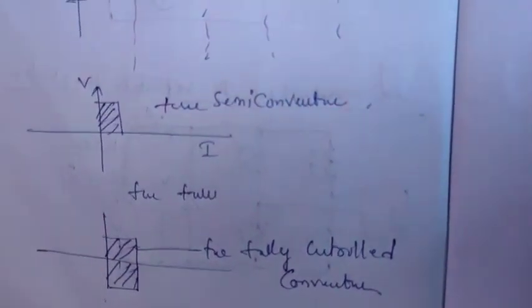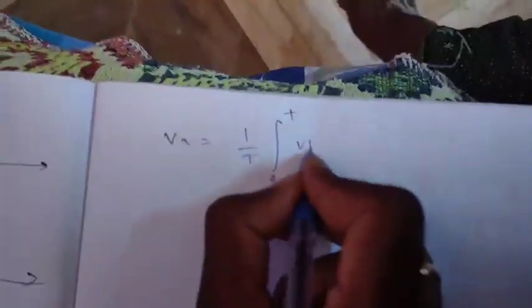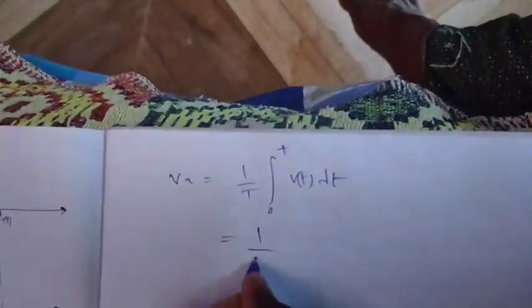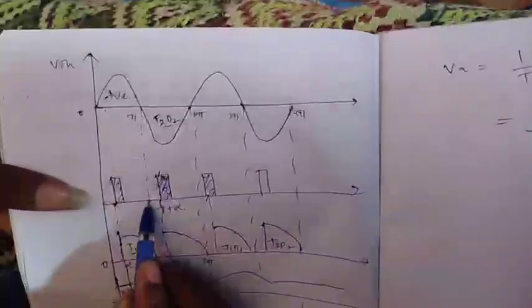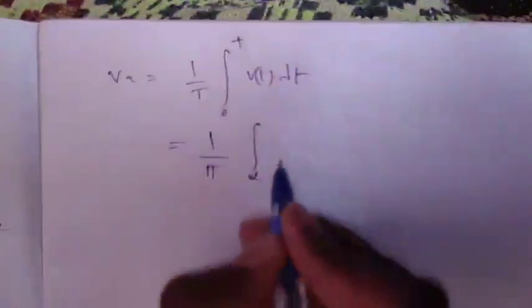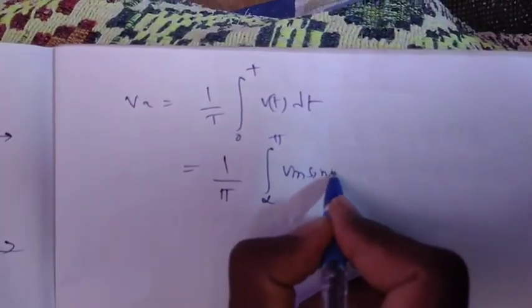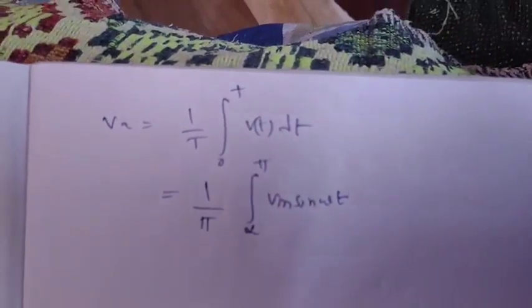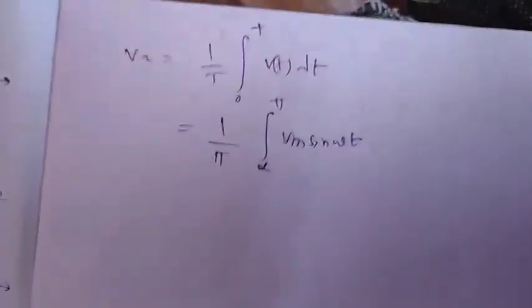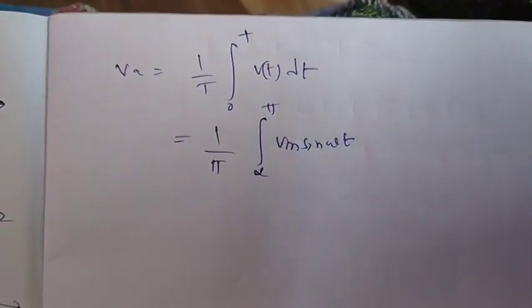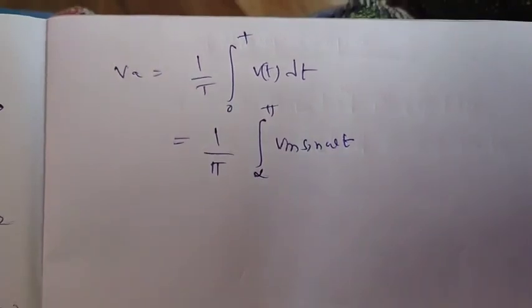I can derive the formula for VA: VA equals 1 by T integral 0 to T of v(t) dt. Here the time period is pi, so instead of 0 we take alpha to pi, that is integral alpha to pi of Vm sin omega t. This is the same as for the separately excited motor. In the separately excited motor VA is the same, but the torque and speed equations change. There is no change for VA, as I discussed for the separately excited motor.